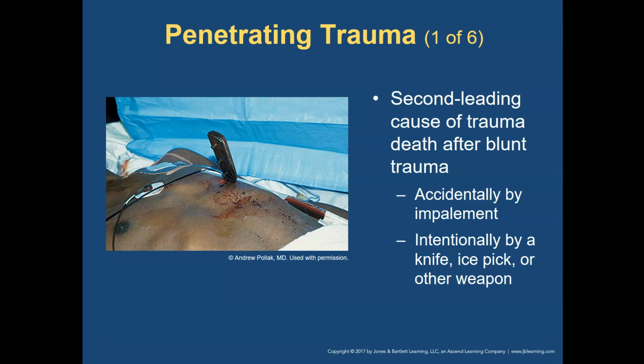So penetrating trauma. We've been talking about blunt trauma, car crashes and all of that. Now we'll talk about penetrating trauma. The second leading cause of trauma death after blunt trauma is penetrating trauma. Low energy penetrating trauma can be caused by accidental impalement. It can be intentional, by knife, ice pick, and many, many other things.